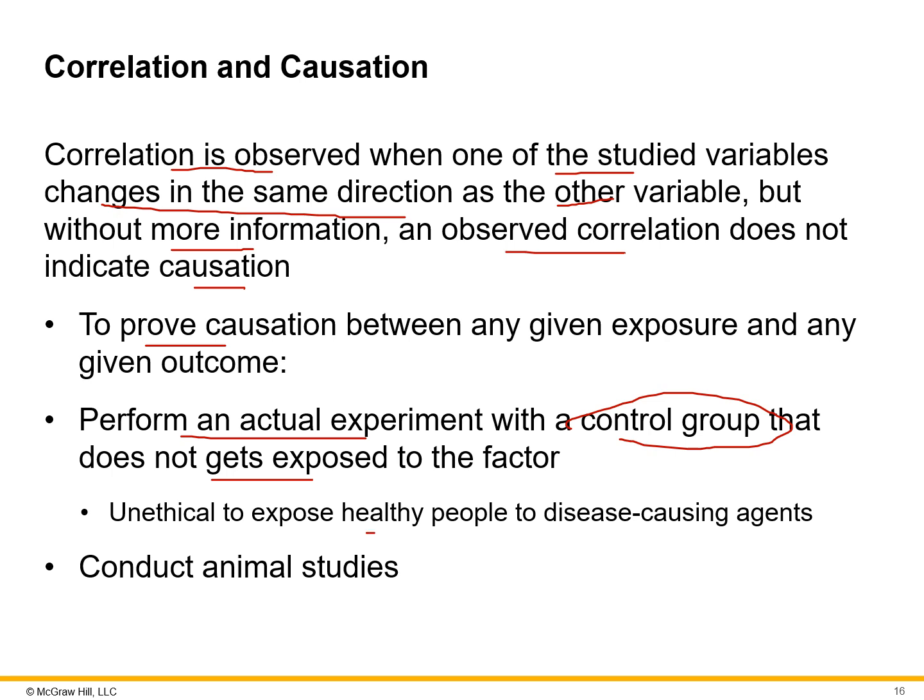Again, with people, it is unethical, though, to expose healthy people to a disease-causing agent, so they use the animal studies. So again, if it seems that a disease is caused by a particular agent, then you would, in an animal model, expose some mice to the agent, not other mice, and see what happens. Is there disease only in those receiving it, to determine whether that is actually the cause?